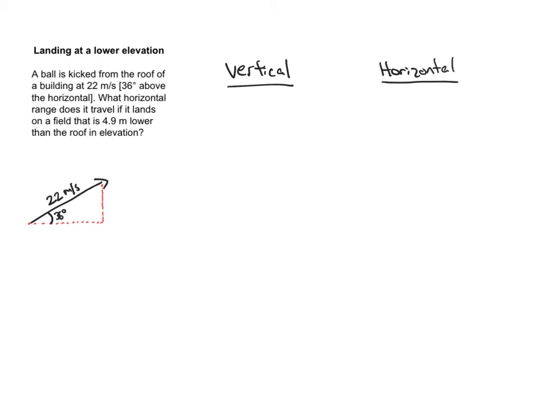So the horizontal component will be done by the adjacent side, so the cosine. 22 cosine 36 degrees. And then the opposite side, opposite to 36 degrees, we would be using sine. 22 sine 36 degrees. So let me go ahead and get those in the calculator.